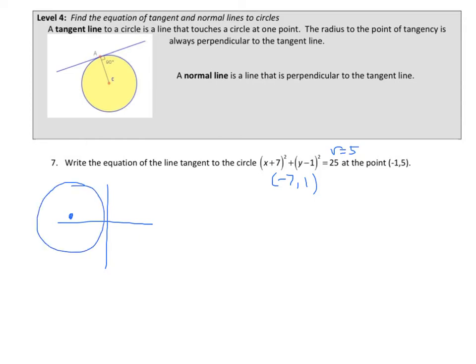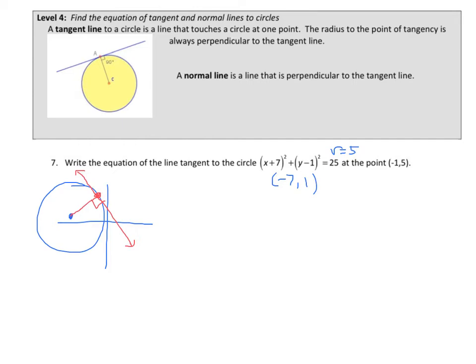And we have a tangent line at the point -1, 5. So somewhere up here, we have a tangent line to the circle. And that line just touches at one point, and it's perpendicular to the radius at that point. So if we want to write the equation of that tangent line, the first thing we need to figure out is the slope of the radius.